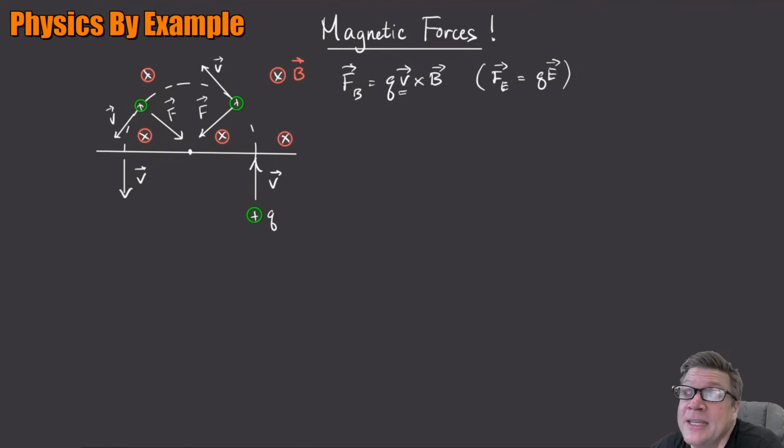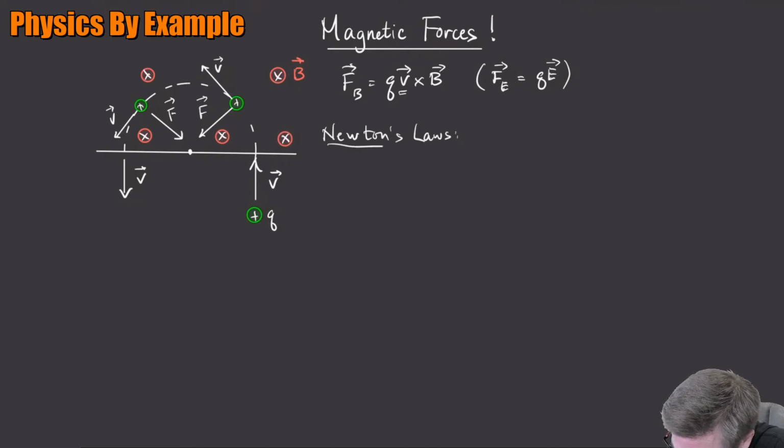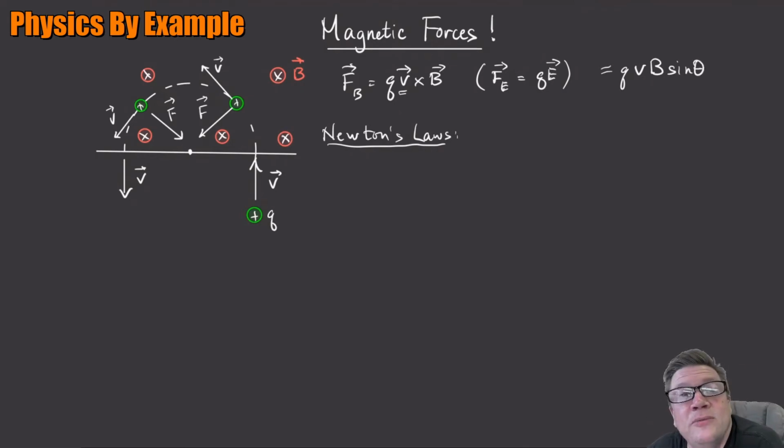Okay, let's see how much. If this really is centripetal motion, let's use our Newton's laws. The only force acting on the particle is the magnetic force, and let's forget about gravity because we said that was really weak. The magnetic force is QV cross B. This is the same thing as QVB sine theta, where theta is the angle between V and B.